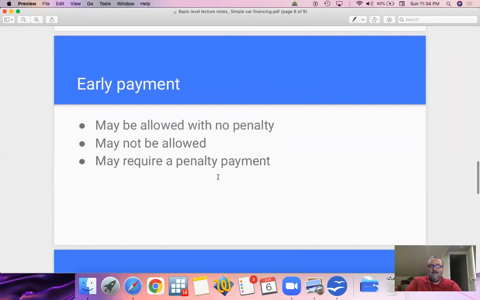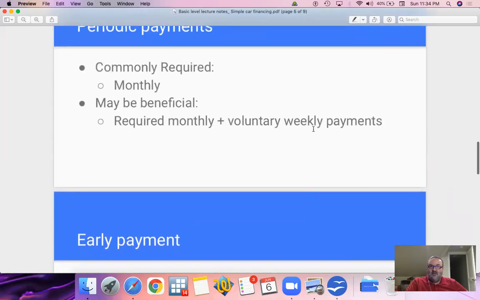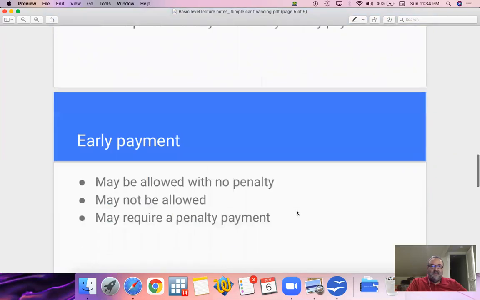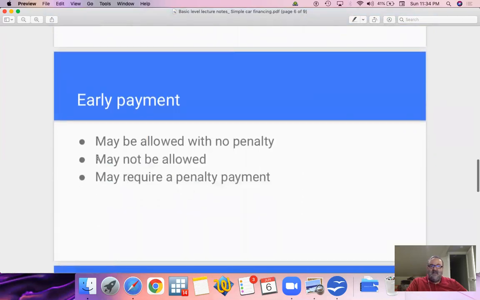So some lenders may allow you to early pay. I've been talking about these voluntary weekly payments. Not every lender will let you. Some basically will just say, look, you borrowed money from us. It is what it is. It is 5 years, and we expect you to honor that 5 years. You can't pay it early.